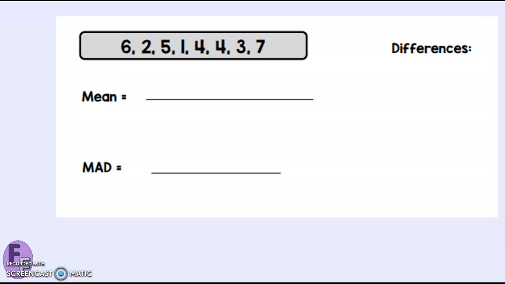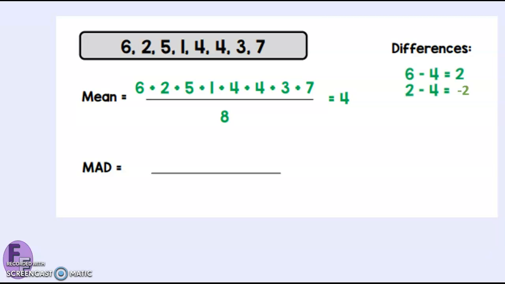We have 8 numbers. Step 1, add all the numbers together. Step 2, divide by 8 to get the mean, which is 4. Then subtract 4 from each one of our original numbers. 6 minus 4 is 2. 2 minus 4 is negative 2. 5 minus 4 is 1.